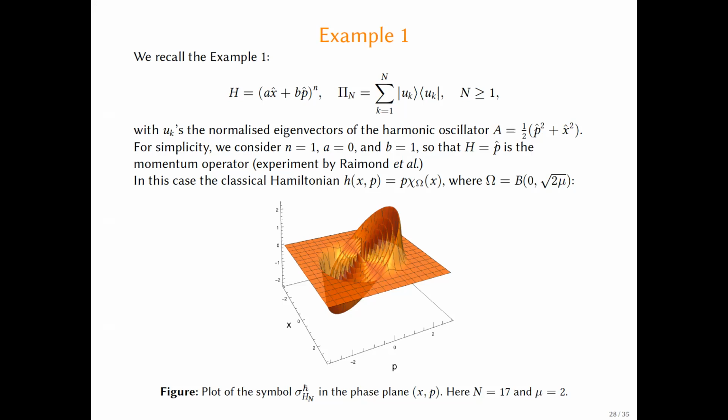Okay, so as we said, the classically allowed region is a disk of radius square root of mu. So the classical Hamiltonian is p, the symbol of H, times the characteristic function. And here you can see a plot of this Weyl symbol in phase space. Here N is 17 and mu is 2, and up to this oscillation, you see that this is a cut coin. It is p cut on the disk.